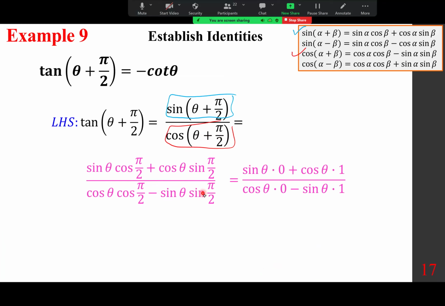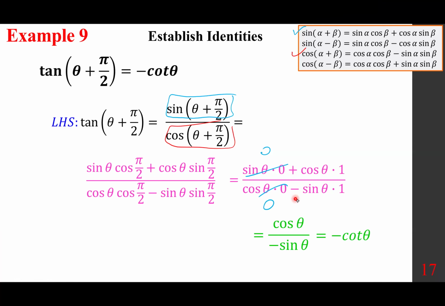And so when we do that, here's what happens, everybody. This is times 0, it's 0. This is times 0 is 0. So what you're looking at, the numerator is cosine theta and the denominator is negative sine theta. So that makes it negative cotangent theta. So it's easy to see, everybody.